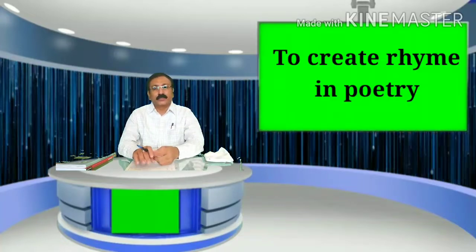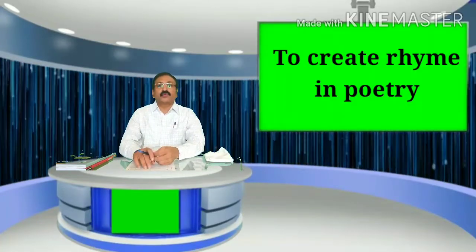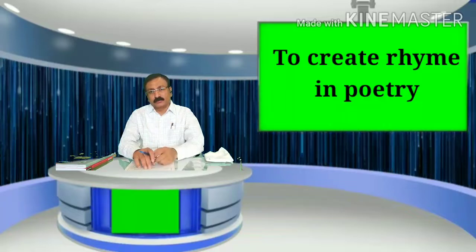Sometimes in poetry, the poets make use of inversion to create rhyme, to create a musical quality or rhythm in the poetry, and therefore most of the poets employ the figure of speech inversion in their poetry. So these are the different reasons why poets make use of inversion in their poetry.